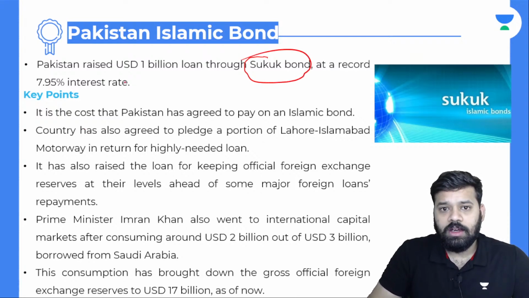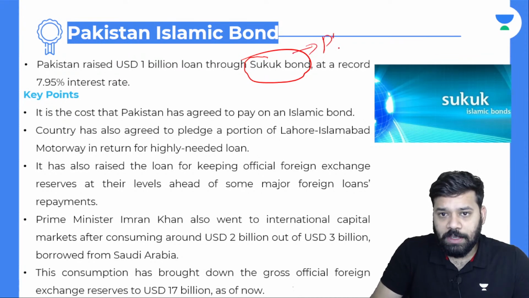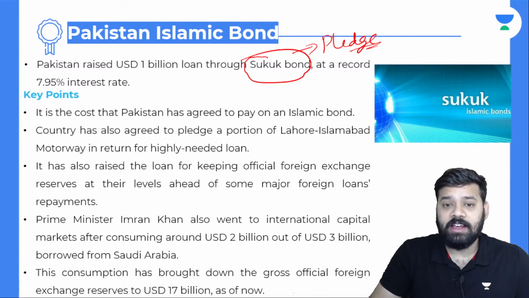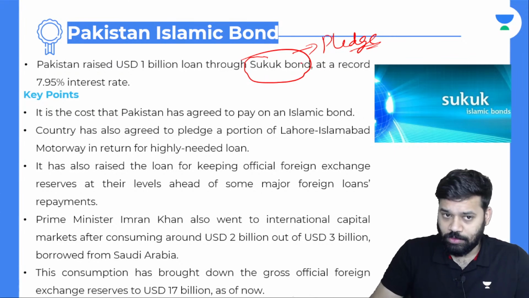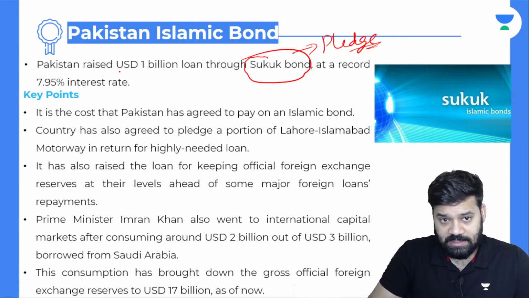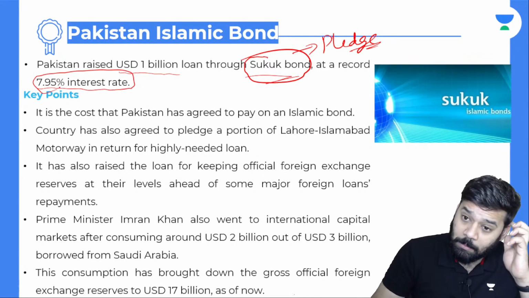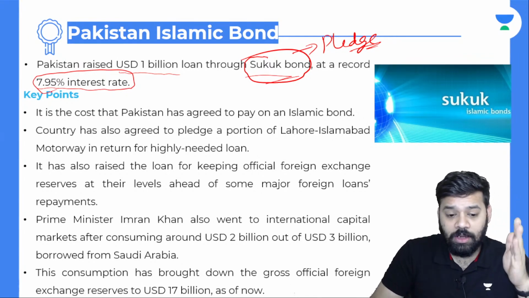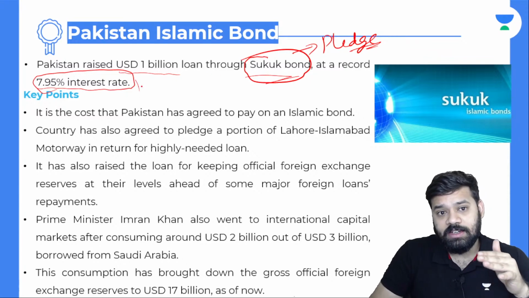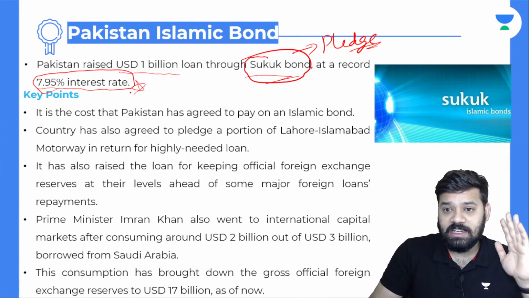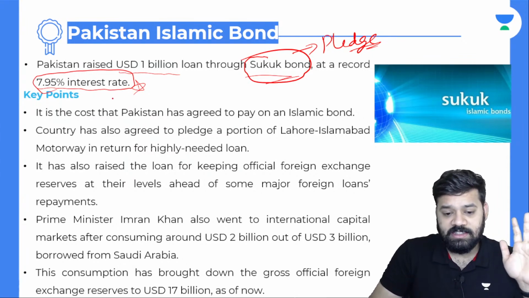Let me tell you. A Sukuk bond is one wherein you pledge or mortgage a portion of your asset and raise money from it. That is a Sukuk bond. More on this, Pakistan has raised a 1 billion US dollar loan through a Sukuk bond at a record rate of 7.95% interest rate. There will be an interest rate, but interest rate is not the objective here. Here you will be pledging. So interest rate won't be considered, but Pakistan has accepted a high rate of interest because it is under economic stress. That is the reason it has accepted this.